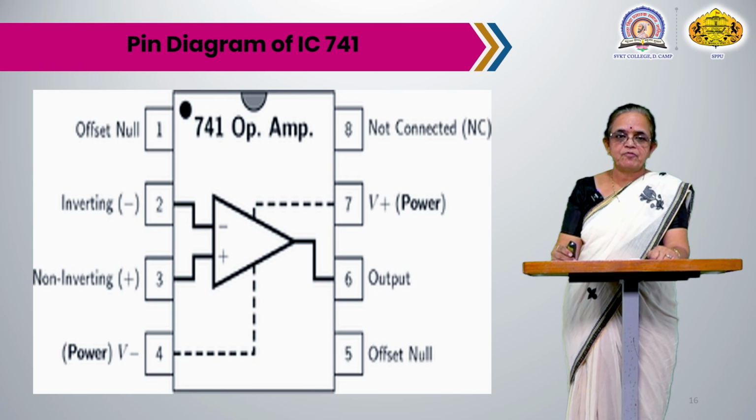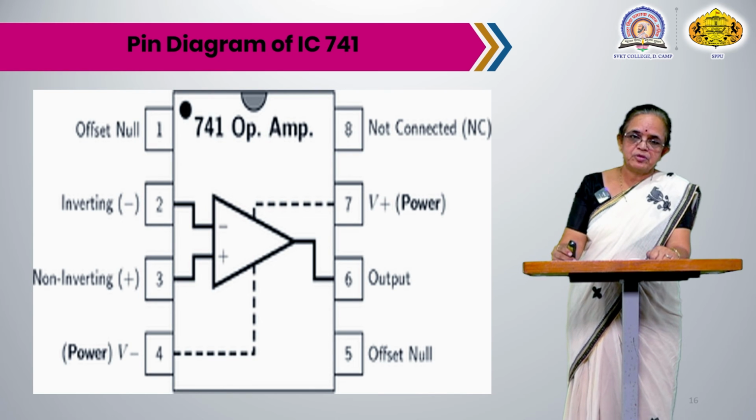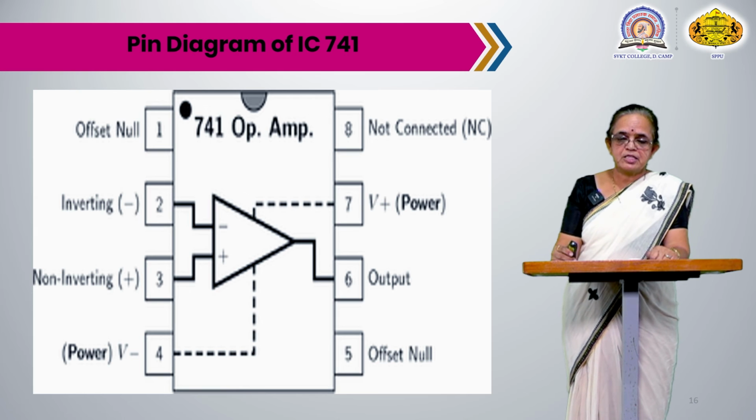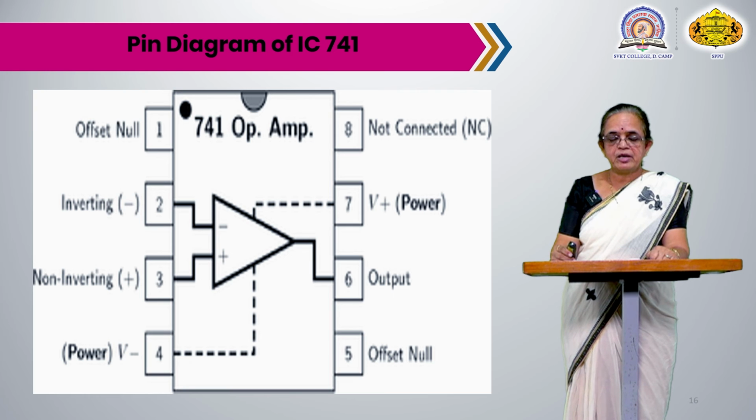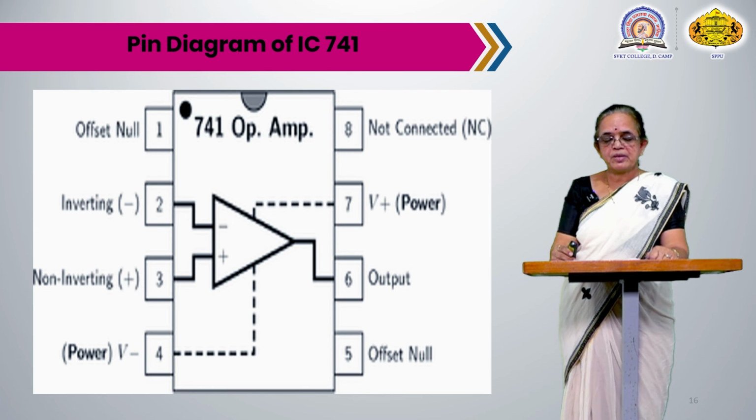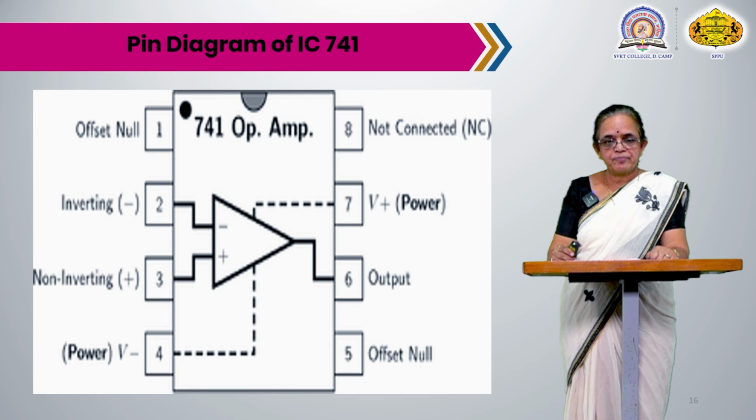This is the pin diagram for IC741. When we use an operational amplifier, the IC741 is the operational IC for the operational amplifier. It is an 8-pin DIP package IC, so there are 8 terminals. Pin number 7 is plus VCC or VS plus or V plus. Pin number 4 is V minus or VS minus or minus VCC.